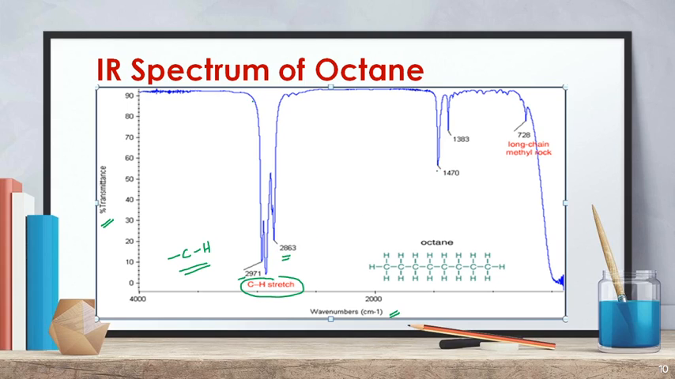Now come to here, you are having 1470 and 1383. So those two peaks are observed here. So 1380 is responsible for methyl group bending. So CH bending for methyl group, and the other is responsible for CH bending for methyl group as well as methylene group. So this is the characteristic nature of your compound.